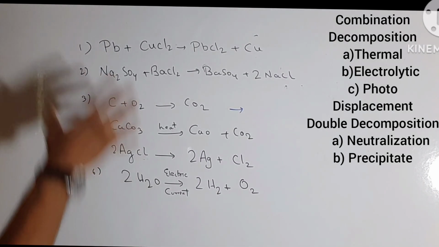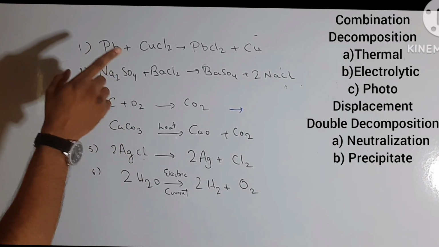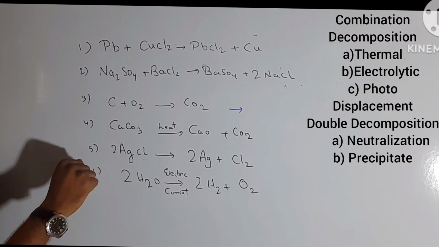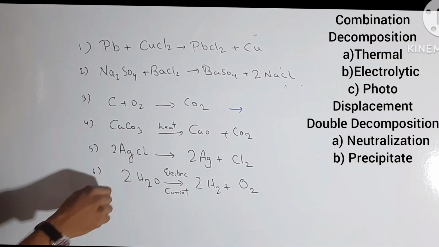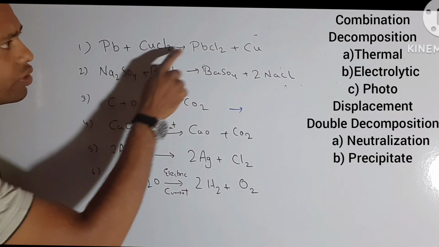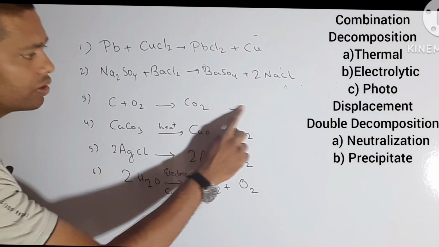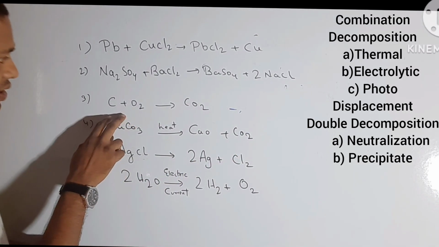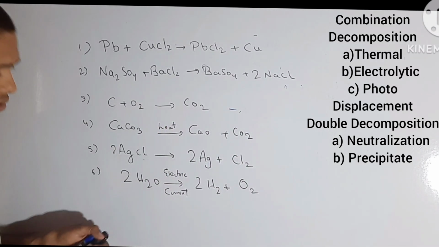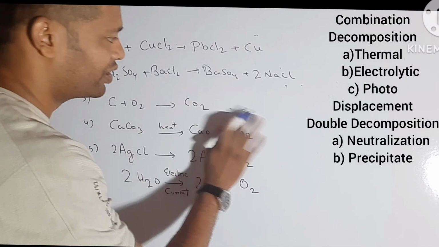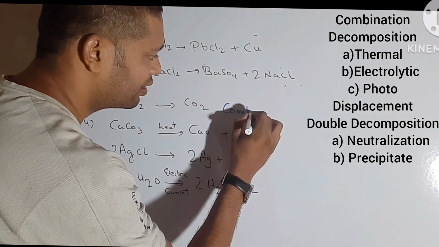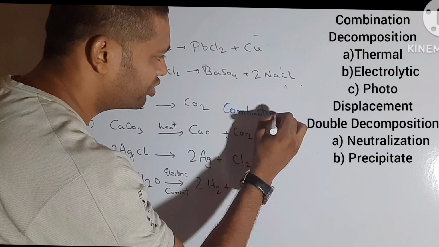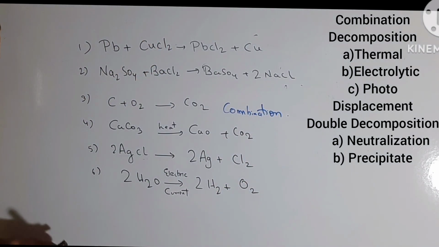Now if you see from the starting, is it a combination reaction? Synthesis, a combination, means what? You will get only one product on the right hand side. Anywhere you see two reactants and one product, this is a synthesis reaction, or we can say combination reaction. One is done for us.